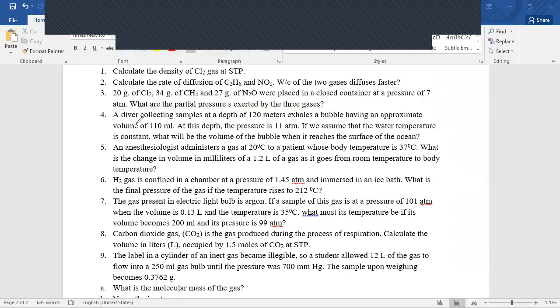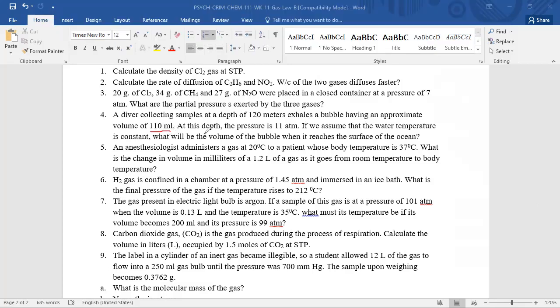Next. A diver collecting at a depth of 120 meters exhales a bubble having an approximate volume of 110 ml. Ayan, ang haba naman ng problem na to. At this depth, the pressure is 11 atmosphere. If we assume that the water temperature is constant, so temperature is constant, what will be the volume of the bubble when it reaches the surface of the ocean? Ayan. So, volume ng bubble kapag nasa surface na siya ng ocean.